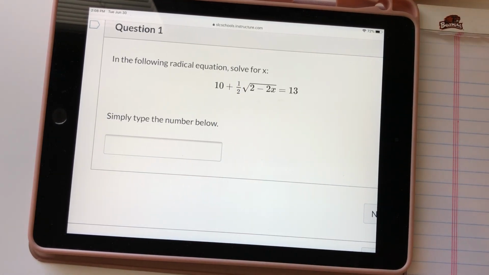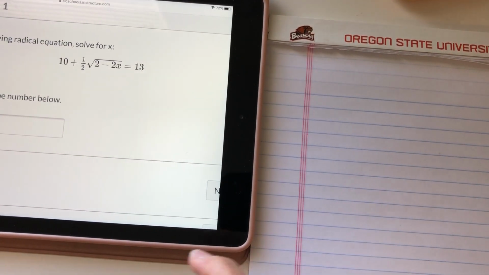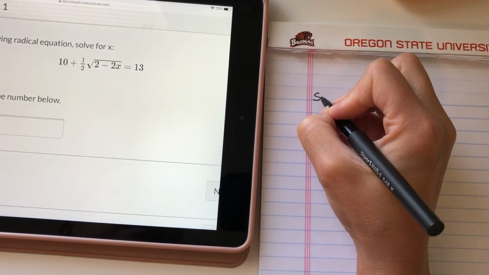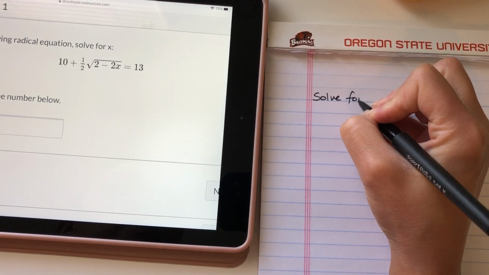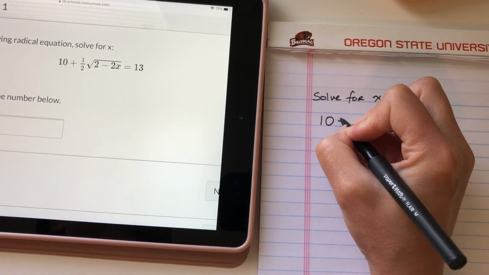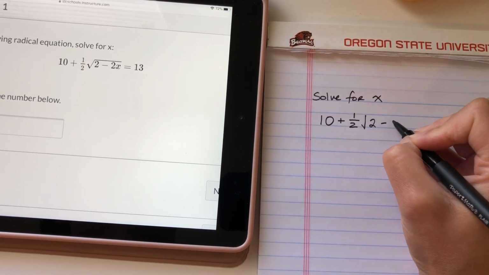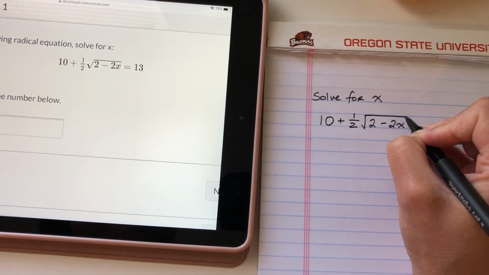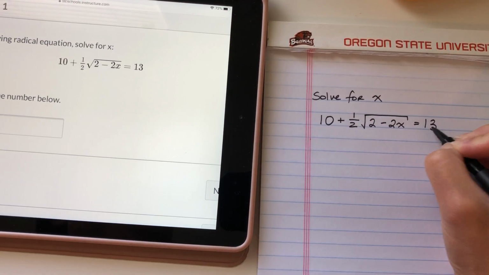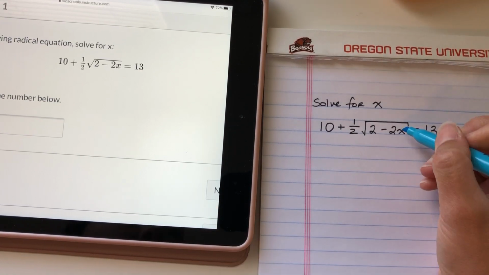So in the following radical equation, you are going to solve for x. So I'm going to put this on my notebook. I have solve for x, and it is 10 plus 1/2 times the square root of 2 minus 2x equals 13. So the x value that I'm solving for is right here.